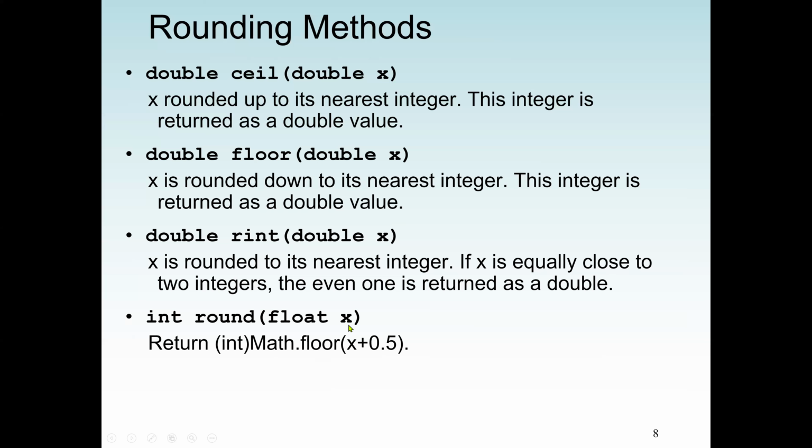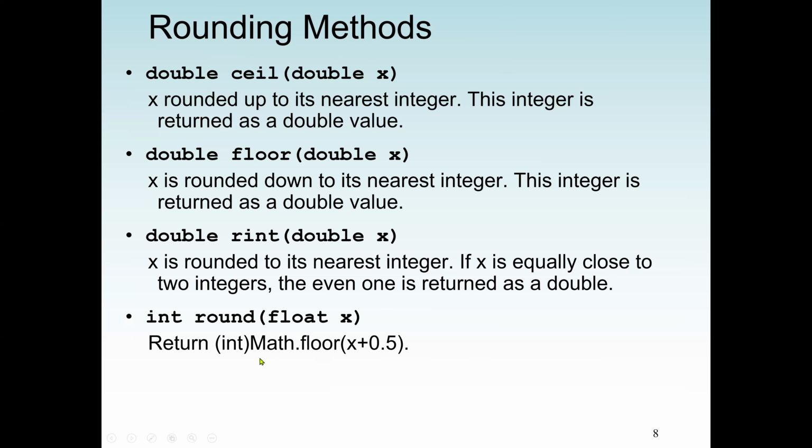So let's say, for example, we have 4.2. 4.2 plus 0.5 will give me 4.7. 4.7 as int will be 4 because it's only 4.2, so the decimal is gone. Now let's say we have 4.5. 4.5 plus 0.5 will give me 5.0. The int of 5.0 will give me 5. The same thing if I have 4.7. 4.7 plus 0.5 will give me 5.2. The int of 5.2 will give me 5.